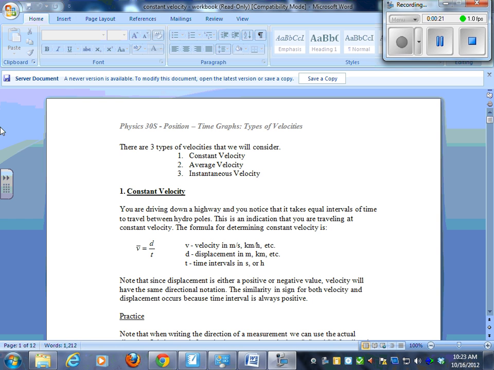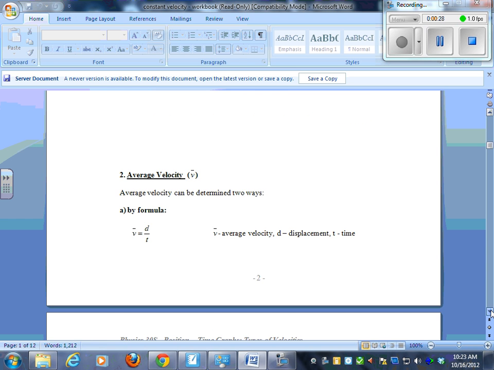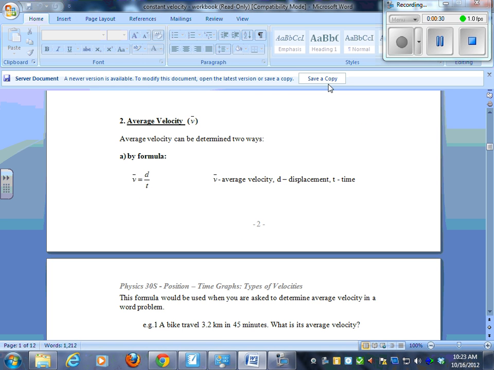Average velocity. Now, oddly enough, even though students have a considerable amount of experience with average, they still get average velocity kind of confused. So I will do my absolute best to get it clarified for you, if you do your absolute best to clarify it yourself. Average velocity, or v bar, can be determined 2 different ways, and one would be by formula, which is of course what we're going to look at right now.